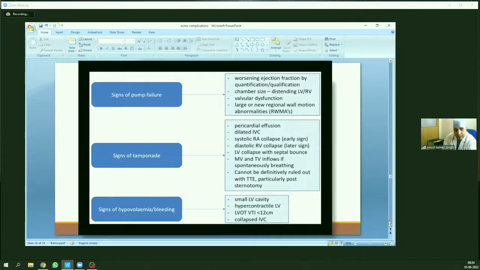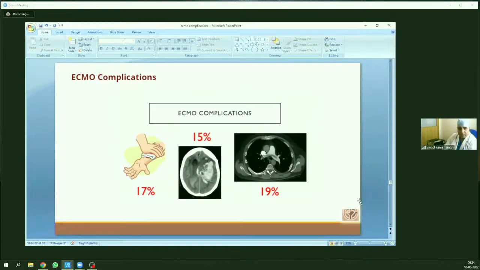The other cause is hypovolemia or bleeding, and we can find in the transthoracic echo that the patient has got a small LV cavity, a hypercontractile LV, or an LVOT VTI less than 12 centimeters, and a collapsed IVC. These are the findings that the patient might be bleeding somewhere and is hypovolemic. So also you should try to fix this problem.